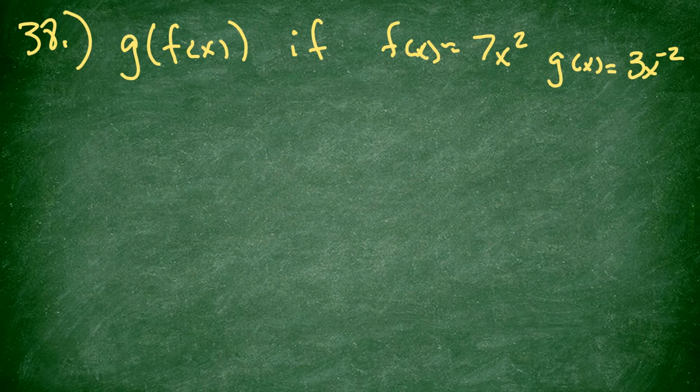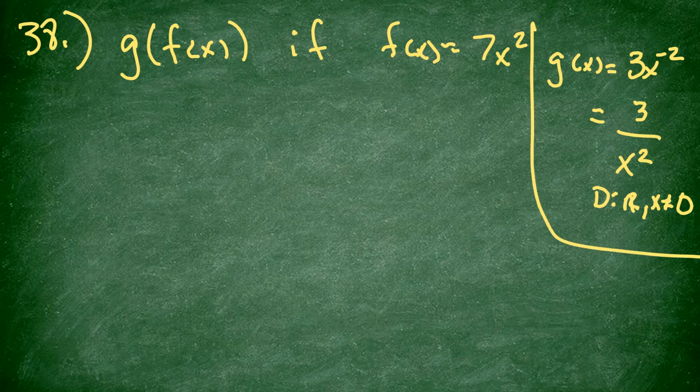All right, 38 is a multiple choice. I'm not even going to do the multiple choice part. I'm just going to do the problem. g of f of x if f of x is 7x squared and g of x is 3x to the negative second. Now before I get started, remember g of x is 3 over x squared. So that tells me right away in my original domain it's all the real numbers, but x cannot equal 0. All right, that's my original domain.